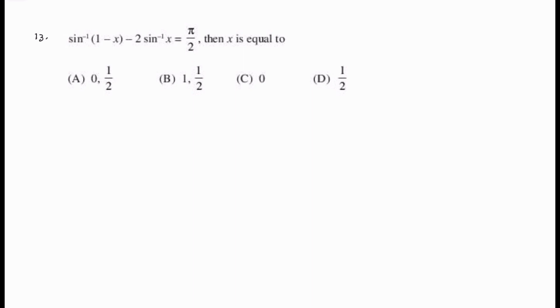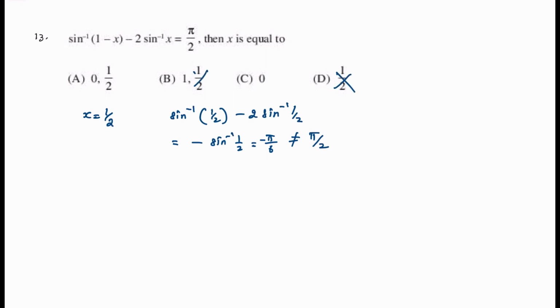Question 13. Sine inverse of 1 minus x minus 2 sine inverse of x equal to pi by 2. Then x is equal to. We can solve the equation and check the answer, or the easier way is the values are given. Let us substitute x equal to half first. In the given equation, sine inverse of 1 minus half is half, minus 2 sine inverse of half. This is equal to minus sine inverse of half. Sine inverse of half is pi by 6, so we get minus pi by 6, but the right hand side is pi by 2. So half is not the answer.